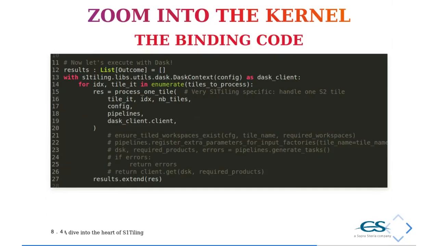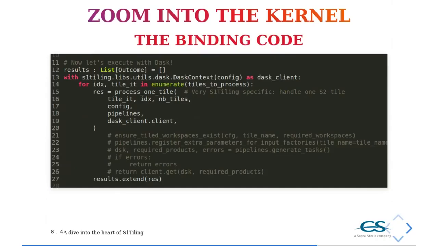And I execute on the pipeline object generated before. I execute something called generate tasks. This is the part that generates the directed acyclic graph of tasks that I can just pass to Dask.